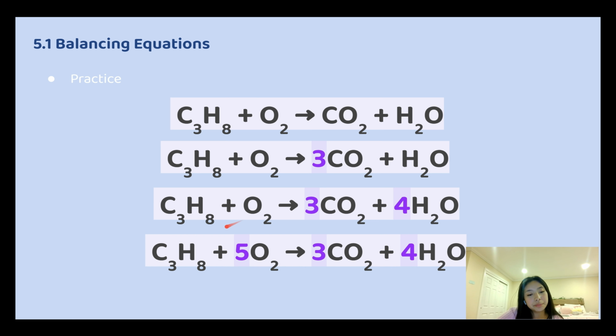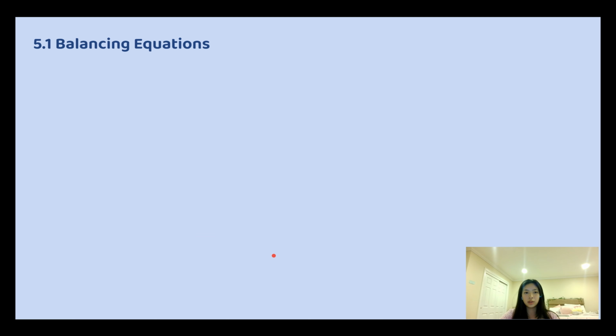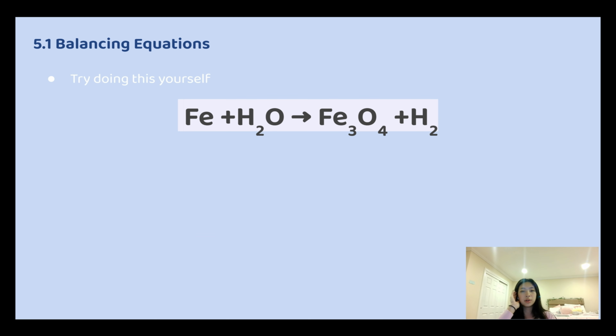So let's add this up. 3 carbon, 3 carbon. 8 hydrogen, 8 hydrogen. 10 oxygen, 6 plus 4 oxygen, which is 10. So this is balanced. So that's our final equation. Okay, so try doing this one on your own. You can pause the video.